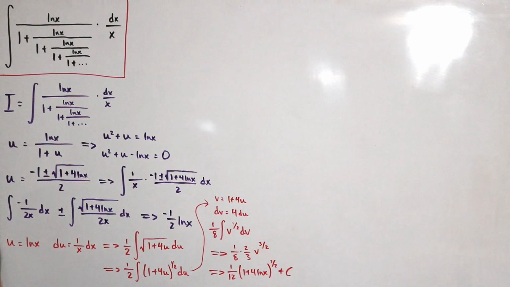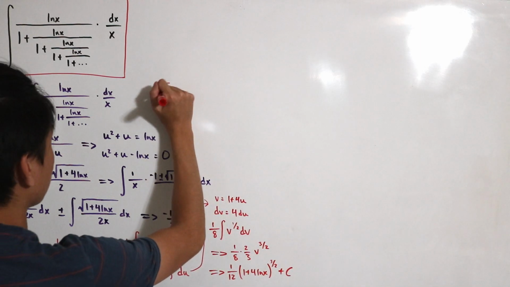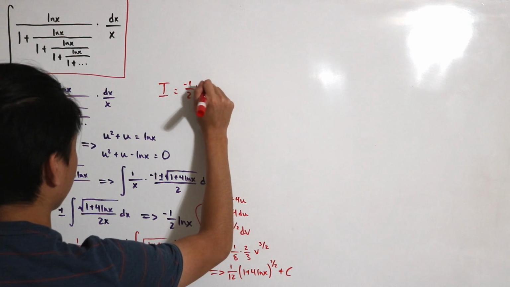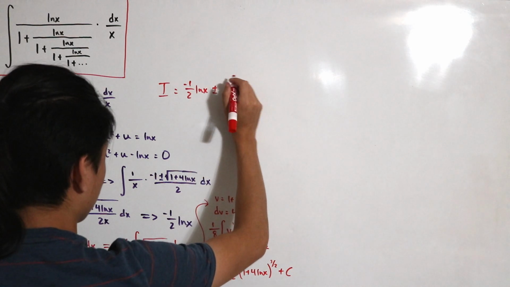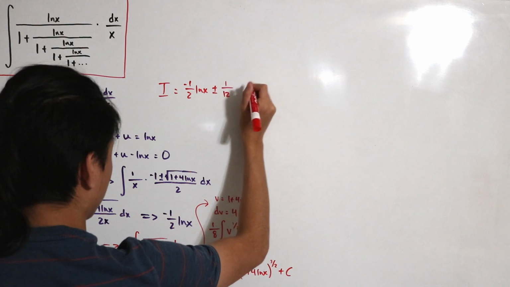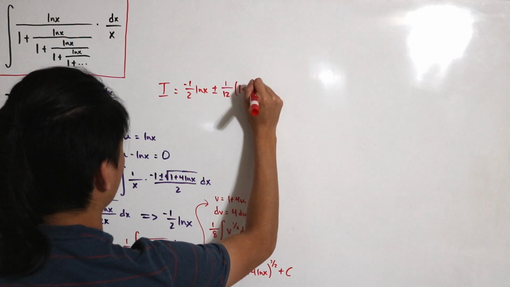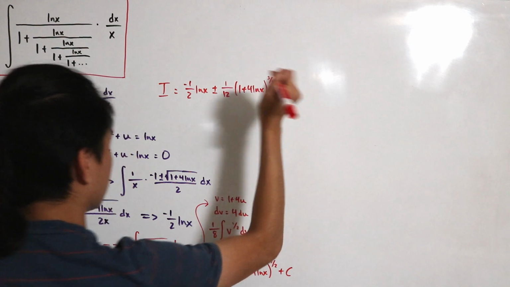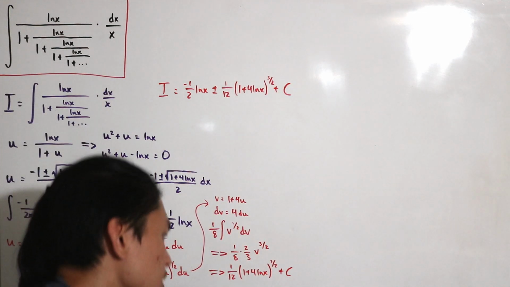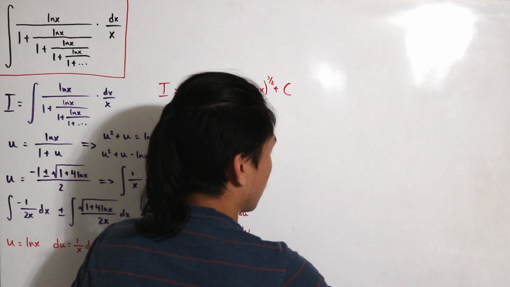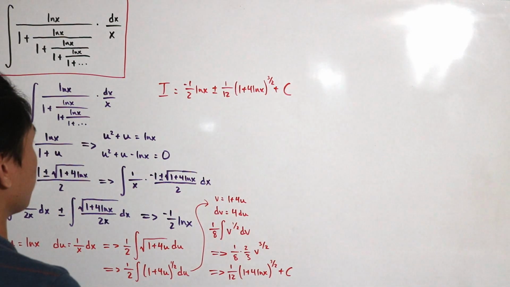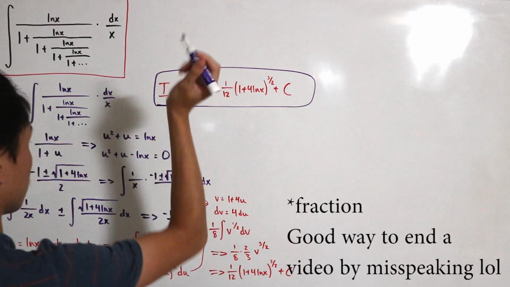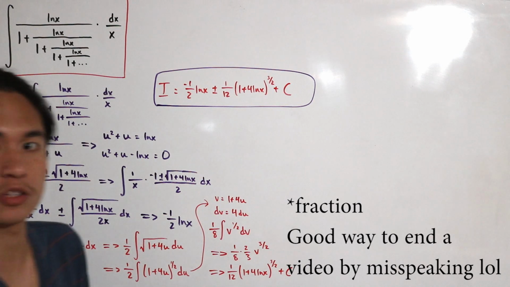So we combine everything together, we get that the final answer I is equal to -1/2 ln of x, and then plus or minus 1 over 12 multiplied with 1 plus 4 ln of x to the 3 over 2 power, plus c, like so. And there we have it. We have evaluated this indefinite integral of a continued function, like so. All right then. So yeah, that's pretty cool if you ask me.